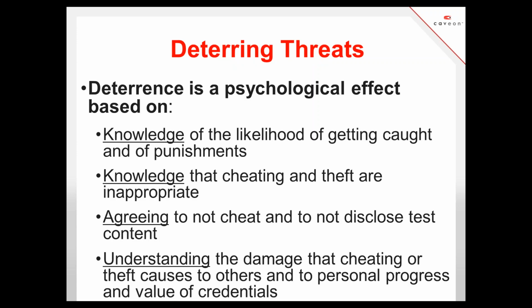Non-test. Okay, sorry. A little bit more on the psychological effects. So this is what the communication contains: knowledge of the likelihood of getting caught and of the punishments that would be meted out. Just a simple knowledge that cheating and theft are inappropriate, socially harmful, and bad things to do. The third is having them agree to not cheat and to not disclose content. Once they sign an agreement, they commit. It's a commitment, and it serves as a basis for you to take action as well.